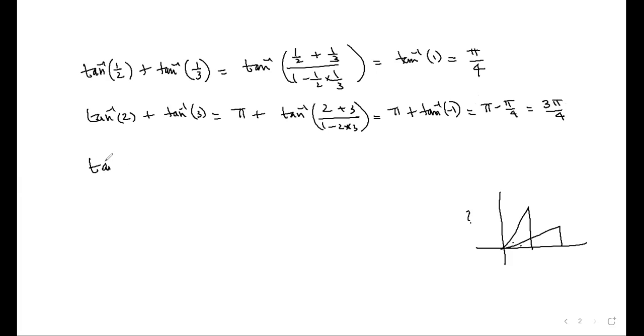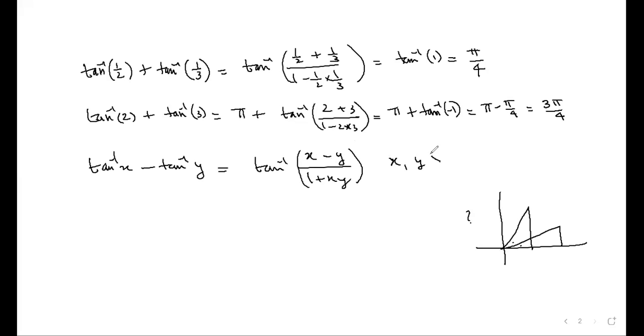Then what will be tan inverse x minus tan inverse y? This doesn't have a problem. Directly apply the formula, x minus y upon 1 plus xy. Only here, remember x and y are positive. Then how do you add sine inverse x plus sine inverse y?